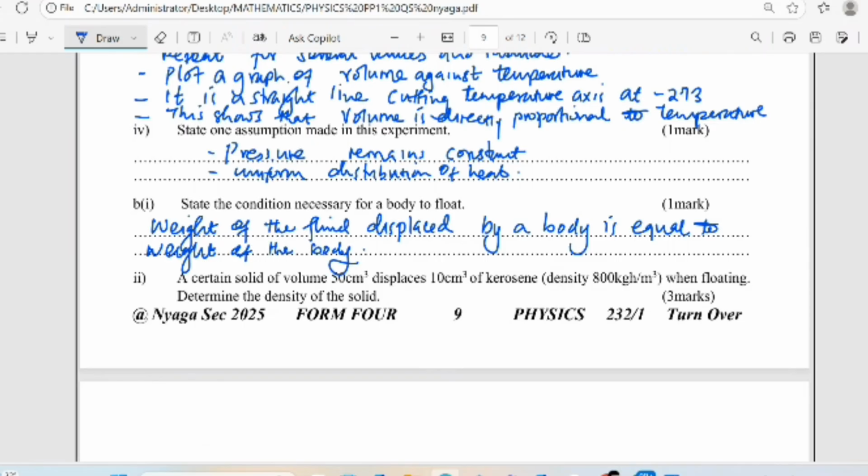A certain solid of volume 50 cubic centimeters displaces 10 cubic centimeters of kerosene of density 800 kilograms per cubic meter when floating. Determine the density of the solid. We have to take some few steps here. So the first thing we need to get is the weight of the kerosene. So what will be the weight of the kerosene?